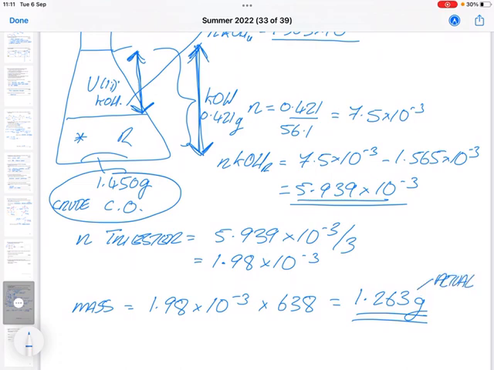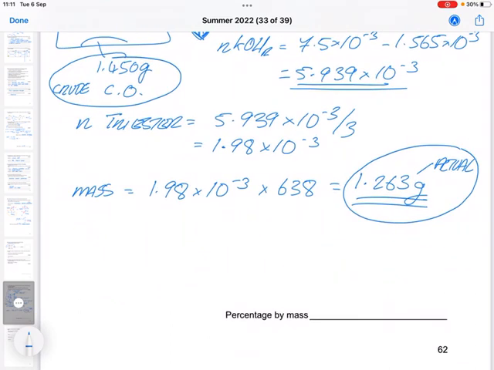So to get a percentage here, the percentage by mass of this triester in my coconut oil, it's 1.263 divided by 1.45 times 100, which gives you 87.1%.